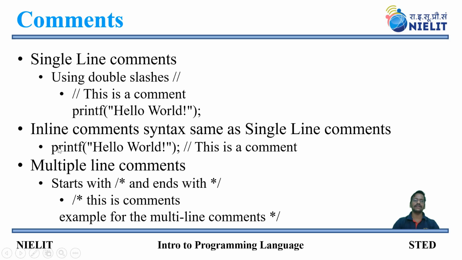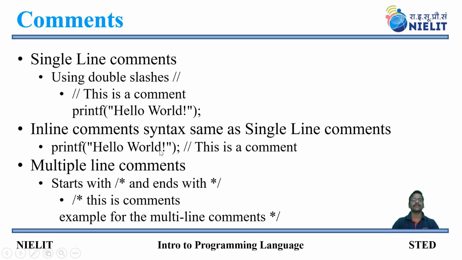Consider this one as a line in our C programming. We will discuss how to declare the C program and all later. For now, to understand, I am just telling that this is a line in a C program. Suppose printf hello world. That means I am telling it to print this hello world exclamation mark on the command prompt. After this I have provided double slash. After double slash, whatever I have provided in that entire line will be considered as a comment.